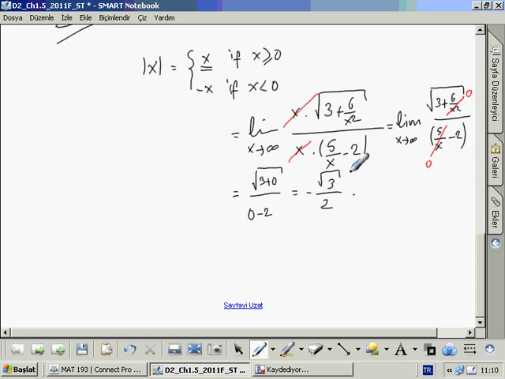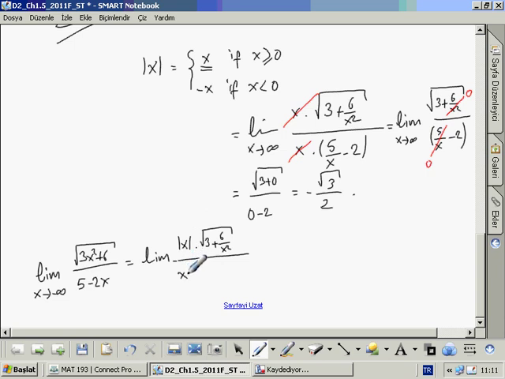And let me continue. Take a look at the second limit. The second limit was the limit as x approaches minus infinity of the square root of 3x squared plus 6 over 5 minus 2x. And partially we know that the limit is equal to the absolute value of x times the square root of 3 plus 6 over x squared, over x times 5 over x minus 2.